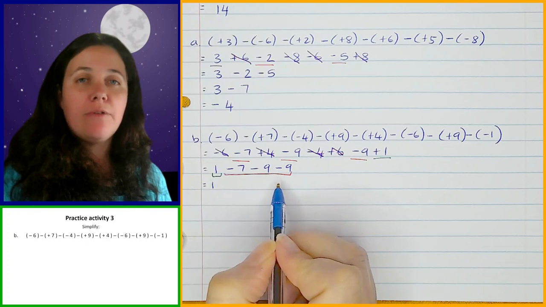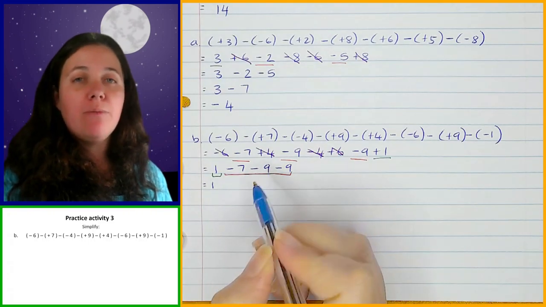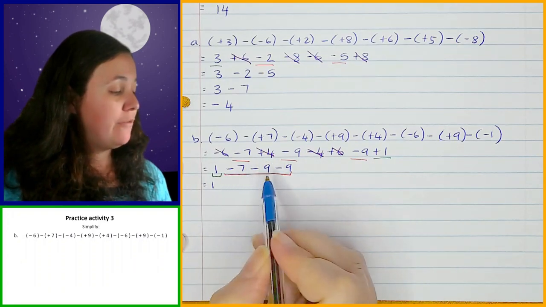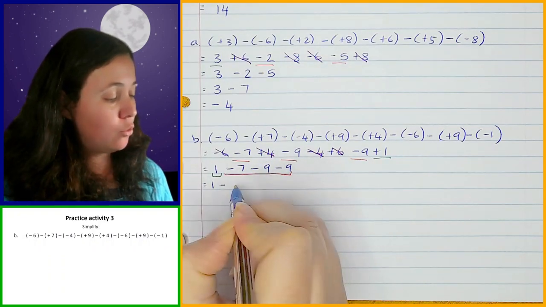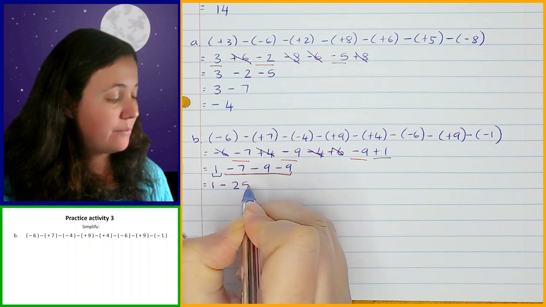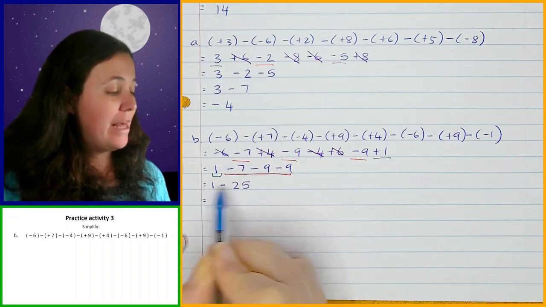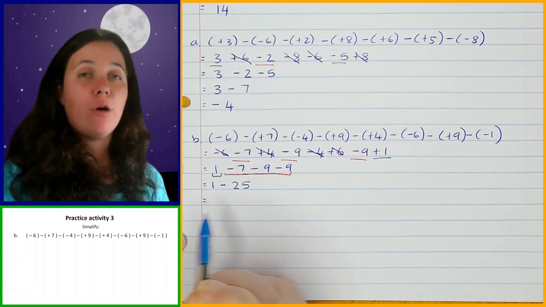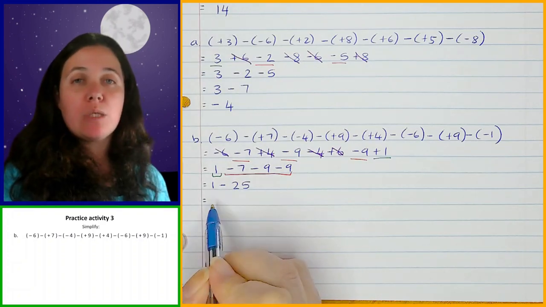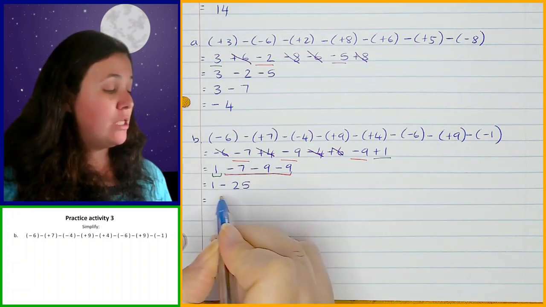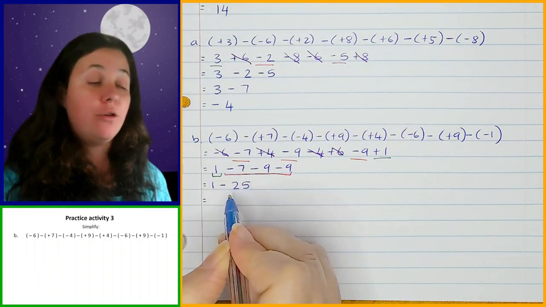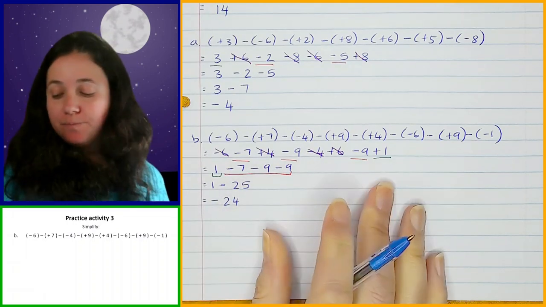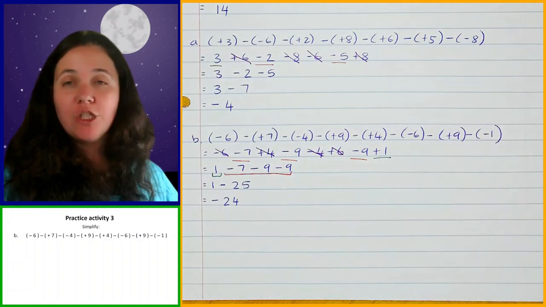Because they all are negative, I'm going to add their absolute values. So 7 plus 9 is 16, plus another 9 is 25. So that's going to give me 25, but it's negative because they are all negative. So it's minus 25. Okay, and then when I simplify that, I'm going to end up subtracting the absolute values because they have opposite signs. So I have 25 minus 1 is 24, and because the one with the higher absolute value is negative, my answer is going to be negative 24. So that's what you should have got for question B.